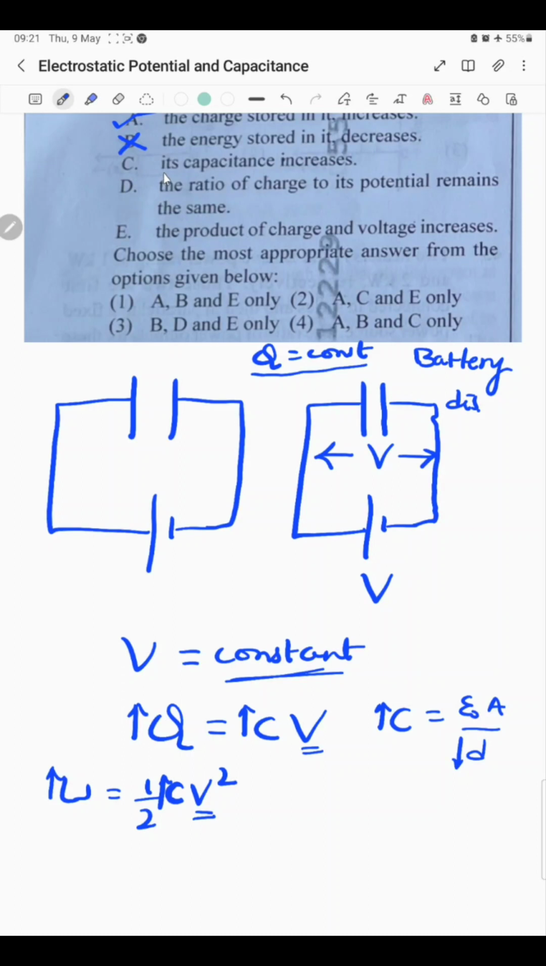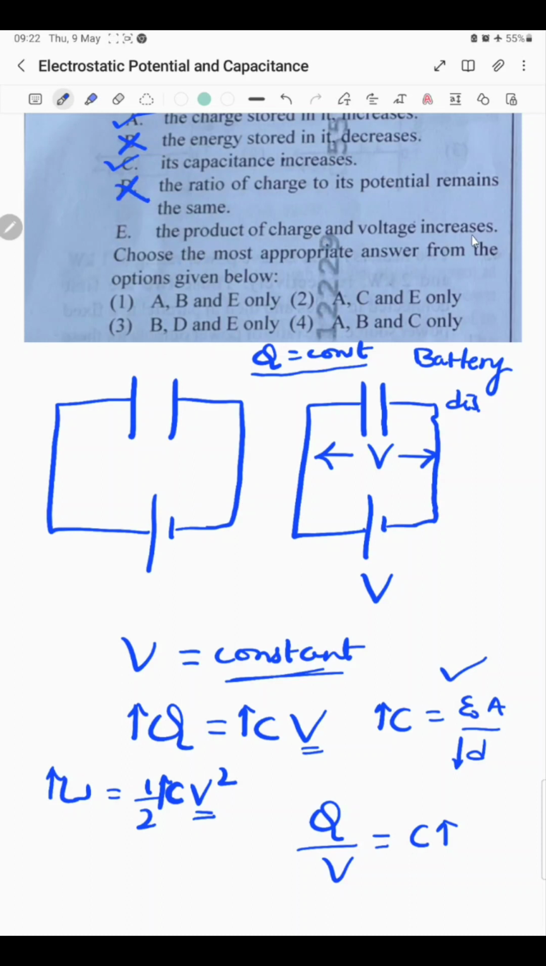Statement 3: its capacitance increases. That we already observed, capacitance will increase. So statement C is correct. The next statement: the ratio of charge to its potential remains the same. That is Q by V equal to C actually, but here C is increasing, which means this statement is wrong.